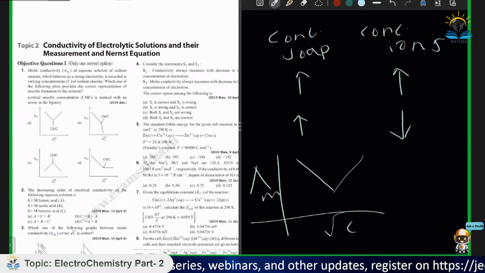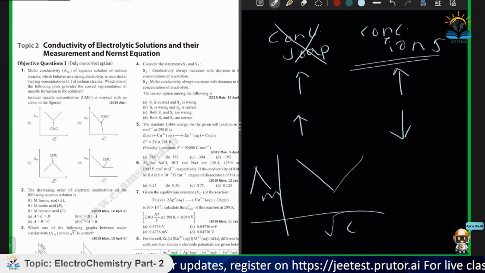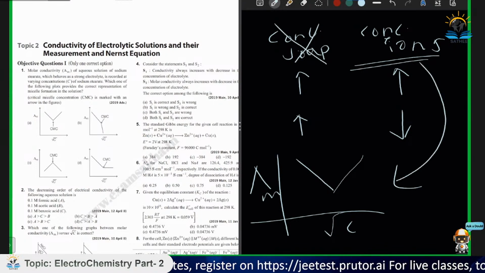Please see your ions. So for this graph, the CMC is the critical micelle concentration. It's when the micelles start to form, like the balls start to form, and that's when the concentration which should be increasing starts decreasing.